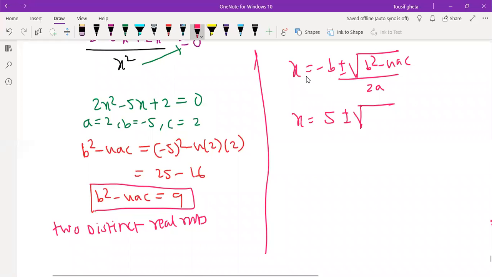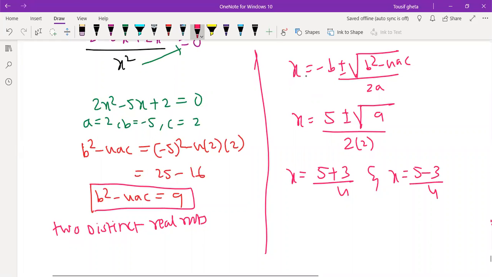2a value is what? 2 into 2. So x is equal to 5 plus 3 by 4. Another answer is x is equal to 5 minus 3 by 4. How I got 3? Because root 9 value is 3. Okay, understood? One time I took plus, one time I took minus.